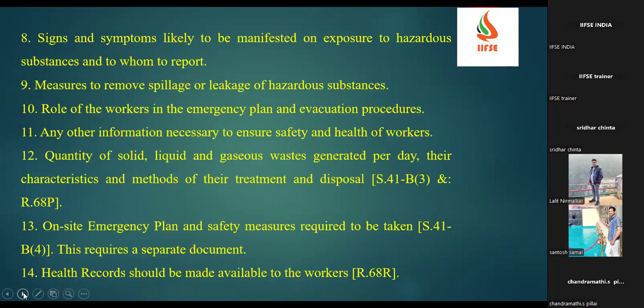Then signs and symptoms likely to be manifested on exposure to the hazardous substances and whom to report to, and measures to remove the spillage or leakage of hazardous substance, and the role of the workers in the emergency plan and evacuation procedure to be followed, or any further information which is required should also be given, and the on-site emergency plan and also safety measures required to be taken, and health records should be made available to the workers.